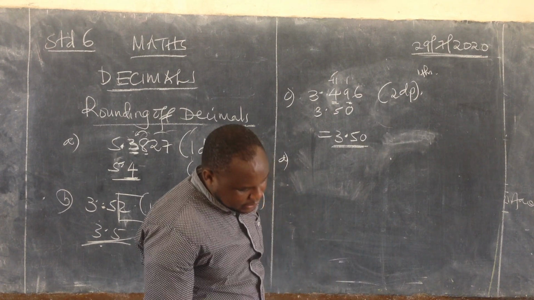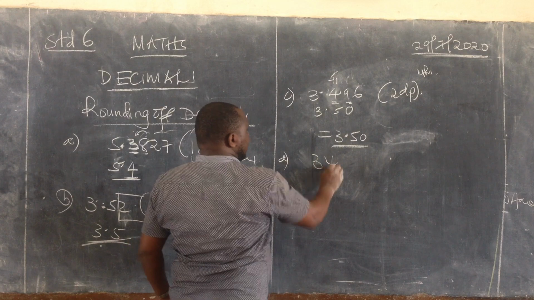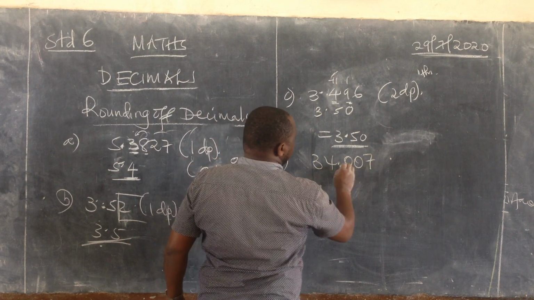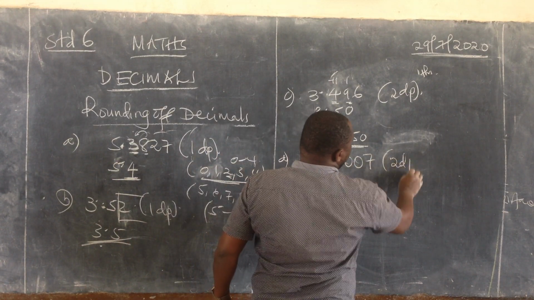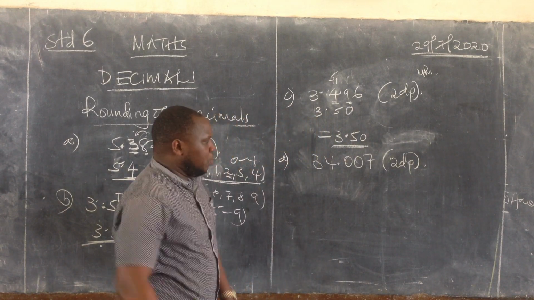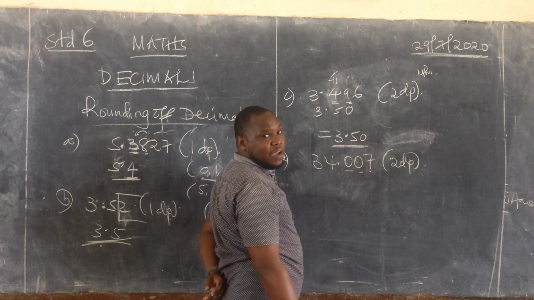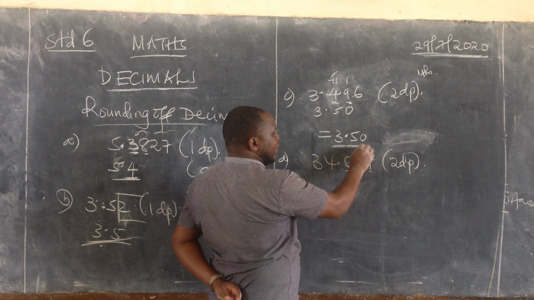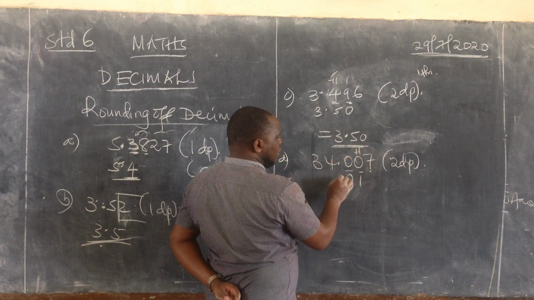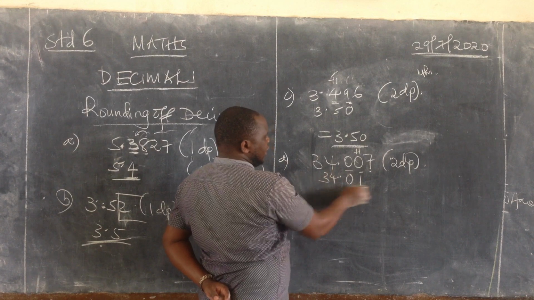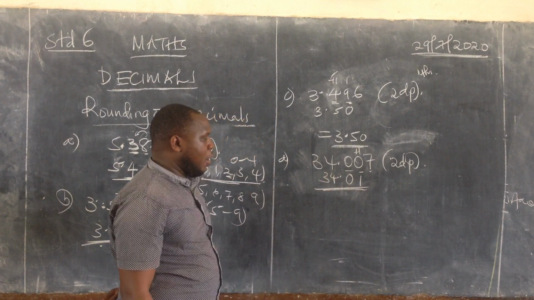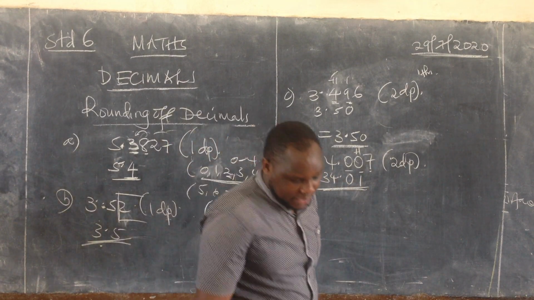A number like 34.007, to 2 decimal places. So you count 2 because you have been told to count 1, 2. Check the third digit. Is it more than 5? Yes, it is more than 5. Add 1 there. It becomes 1.43 so your answer becomes 34.01.